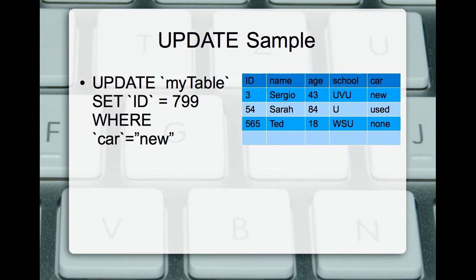So we are going to change where car equals new. We're going to change its ID value. Sergio is the only one with a new car. If Ted had a new car, we would also be affecting Ted's ID to be 799. And that would be a problem because we have to have unique things for a primary key.